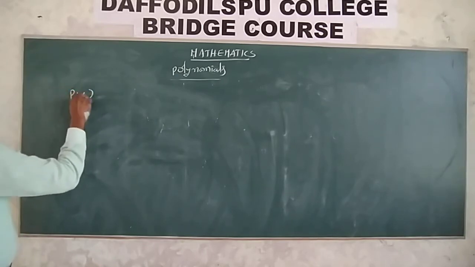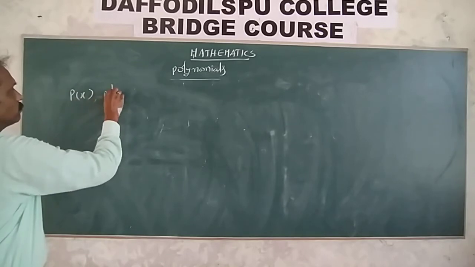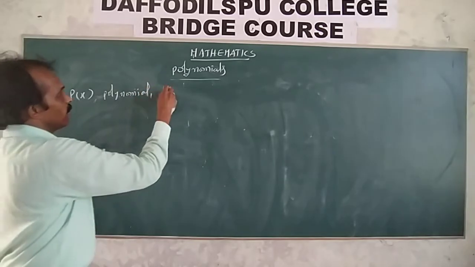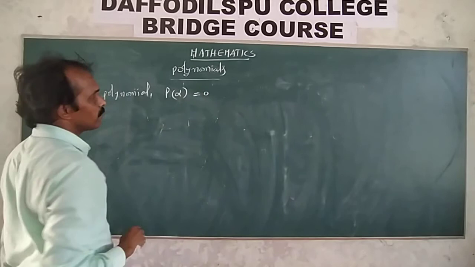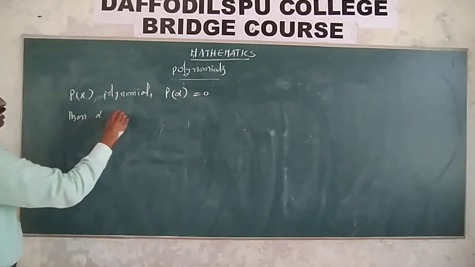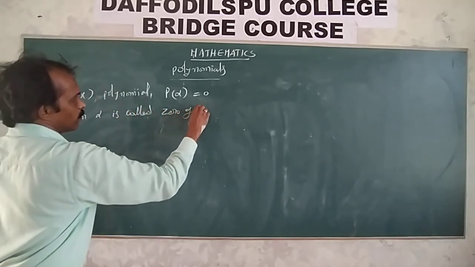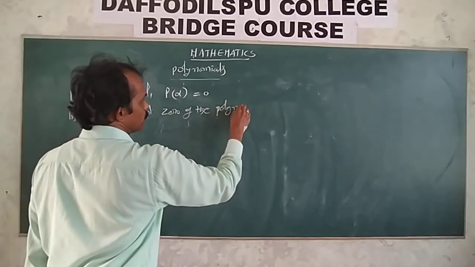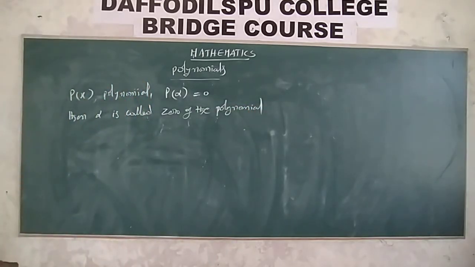We know P of x is any polynomial, and then P of alpha is equal to 0. Then alpha is called a zero of the polynomial. Here alpha is called a zero of the polynomial.